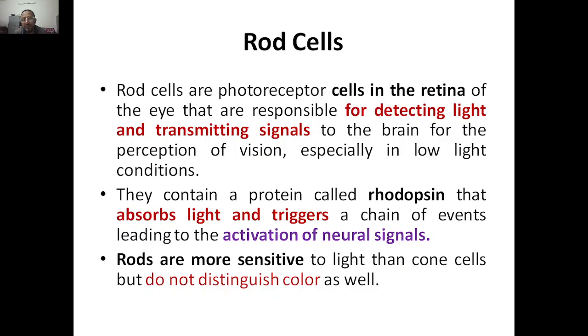But what is the drawback here? Rod cells do not distinguish colors as well. So they cannot distinguish between different colors.